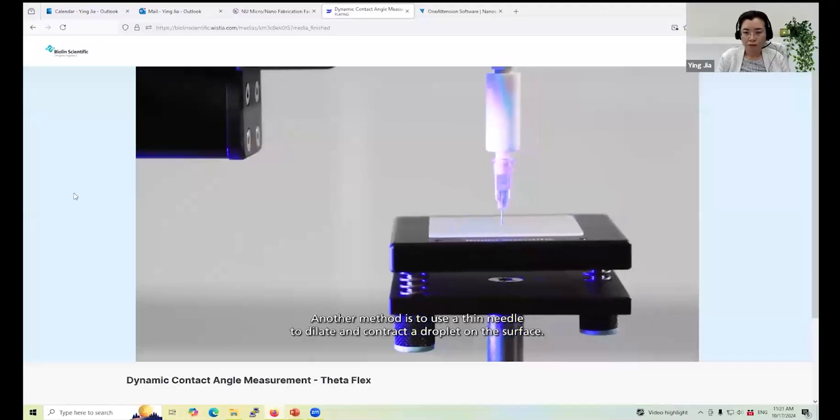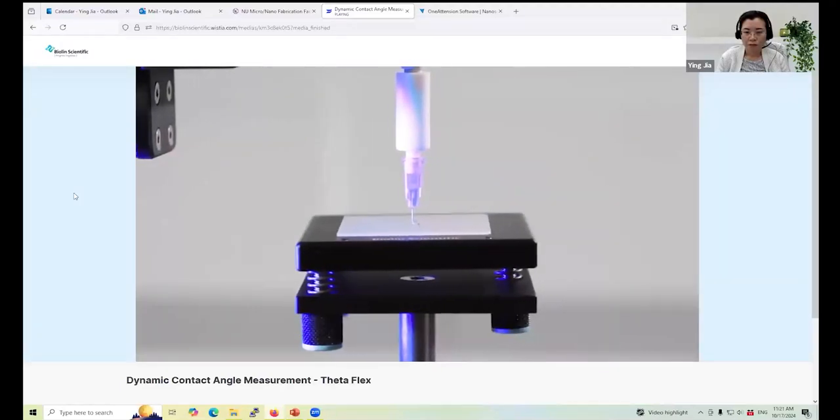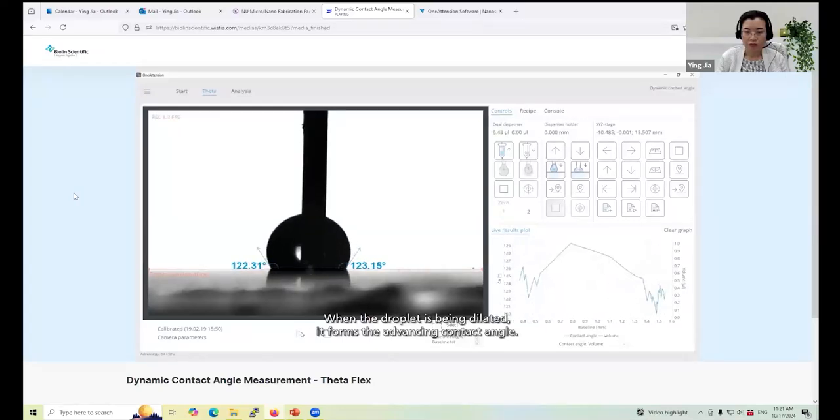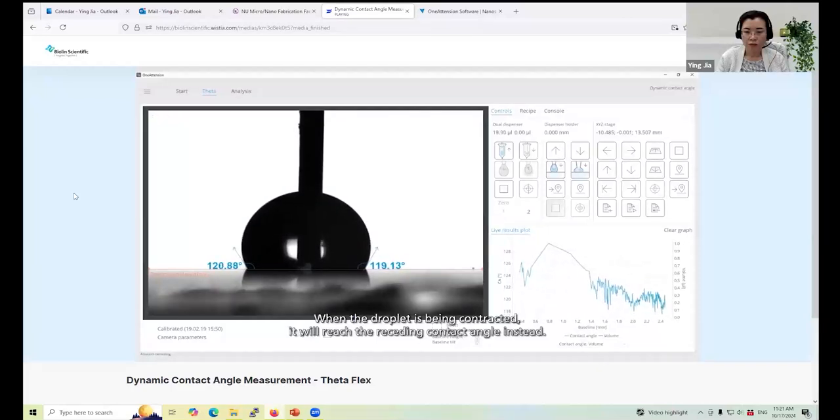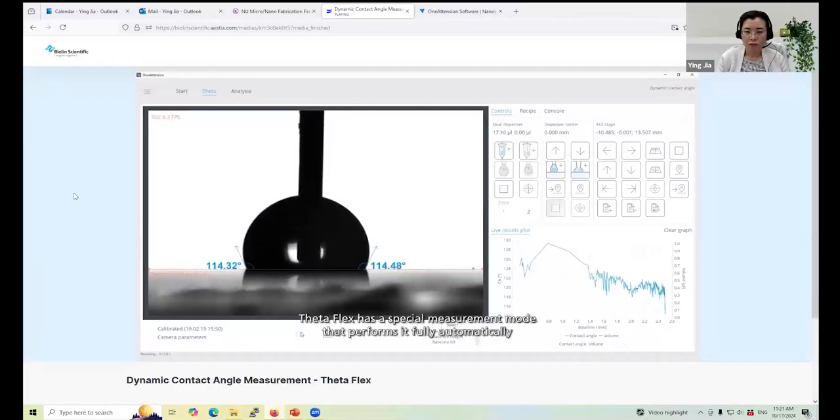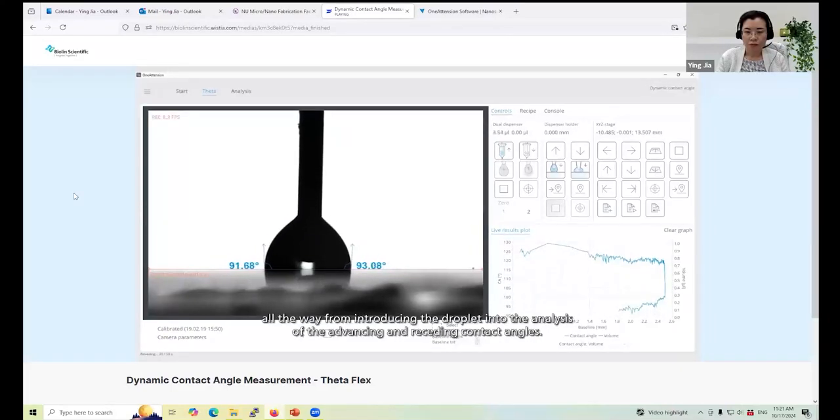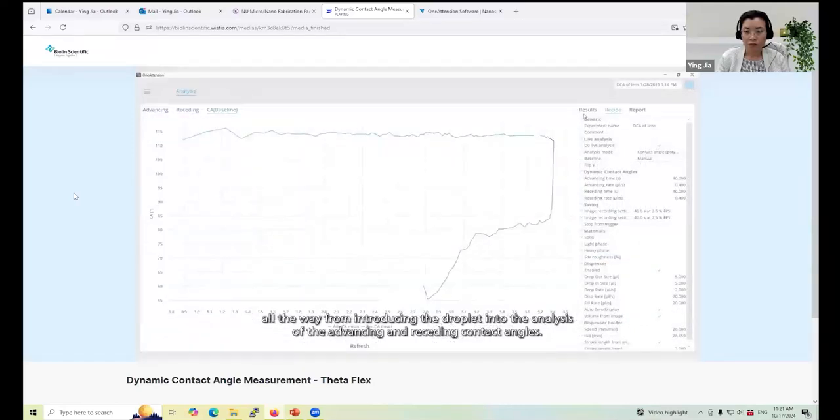Another method is to use a thin needle to dilate and contract a droplet on the surface. When the droplet is being dilated, it forms the advancing contact angle. When the droplet is being contracted, it will reach the receding contact angle instead. ThetaFlex has a special measurement mode that performs it fully automatically all the way from introduction of the droplet to the analysis of the advancing and receding contact angles.